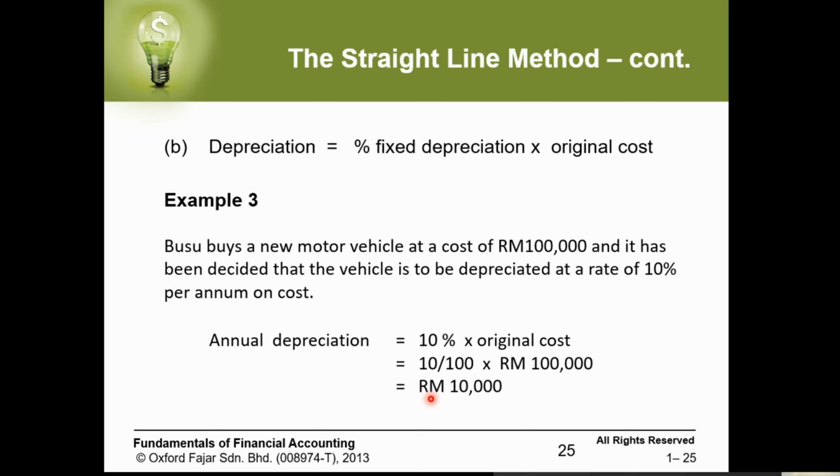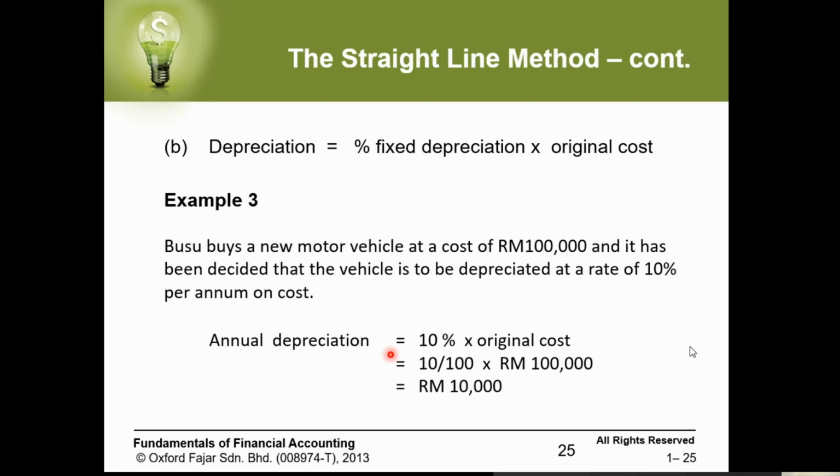Example, Pusu buys a new motor vehicle, which is 100K, and it has been decided that the vehicle is to be depreciated at a rate of 10% per annum on cost. So if you didn't get information that there is a scrap value, it means no scrap value at the end of the life of this asset. So annual depreciation is 10% of the original cost. So it's 10,000. At the end of 10 years, you will see that the depreciation amount is equal to the cost amount of that value because we have no scrap value. So the straight line method is the easiest, most straightforward method for calculating the depreciation.